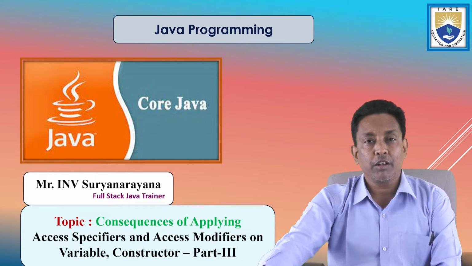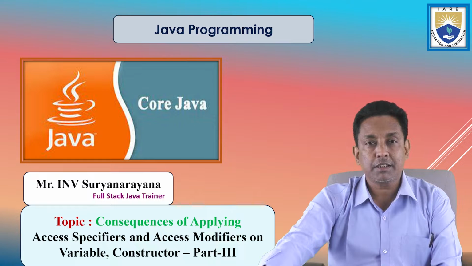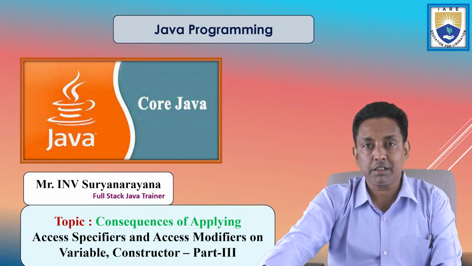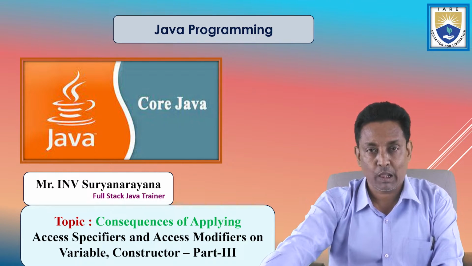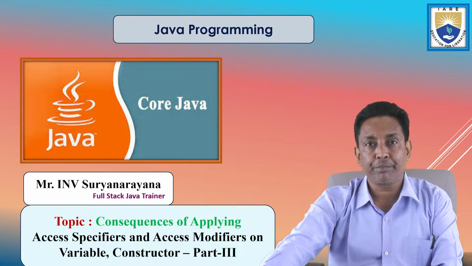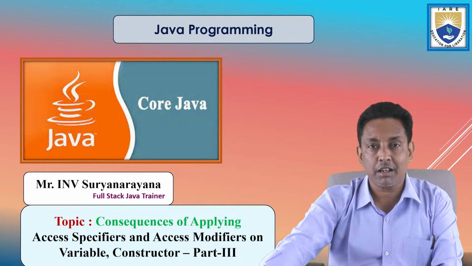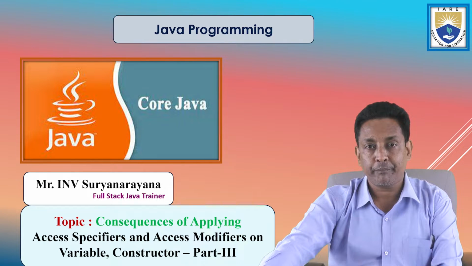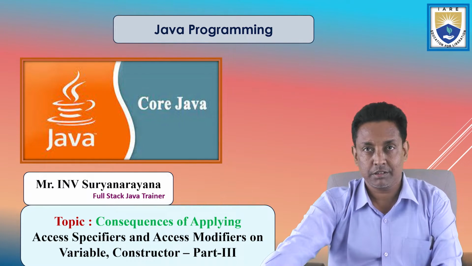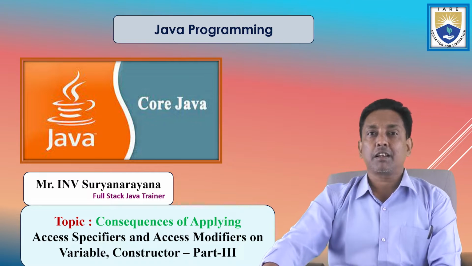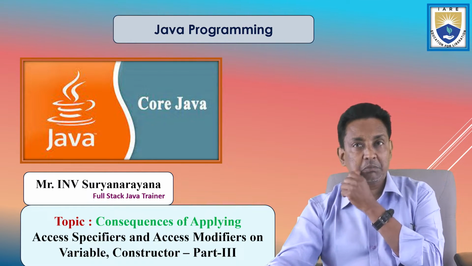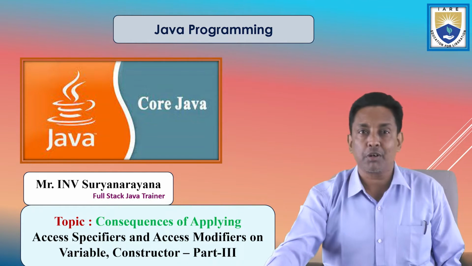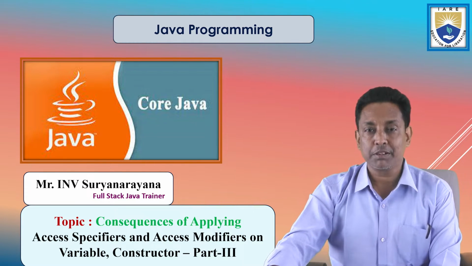Well, in the previous video, we have discussed the consequences of applying various access specifiers and modifiers on class. The current topic is applying access specifiers and modifiers on variables, constructors, and methods. We'll initially start with the consequences of applying access specifiers and modifiers on variables first.